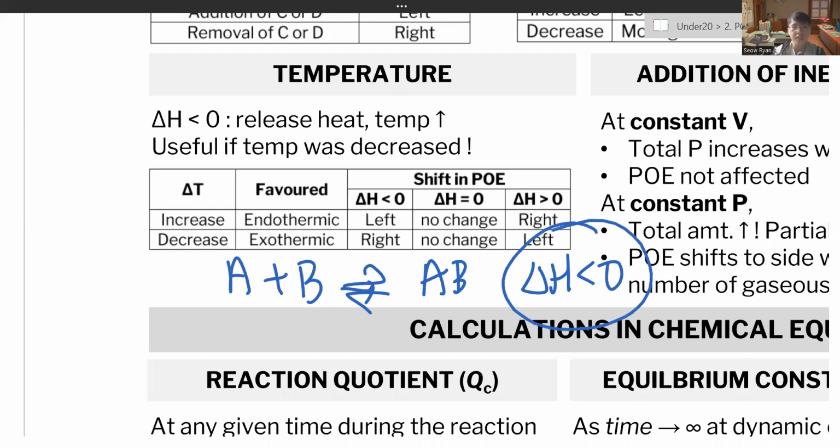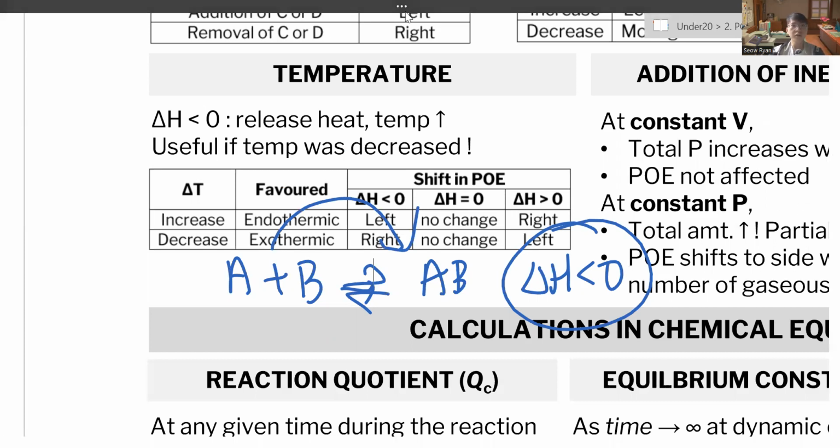So this thing here always describes the forward reaction. So if the forward reaction is exothermic, it means that the forward reaction will release heat to the surroundings and increase the temperature. So now if I decrease the temperature of the system, LCP wants to reverse that change by increasing the temperature of the system, which can be done by favoring the forward reaction.